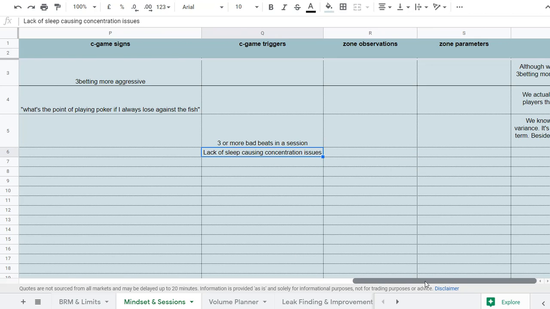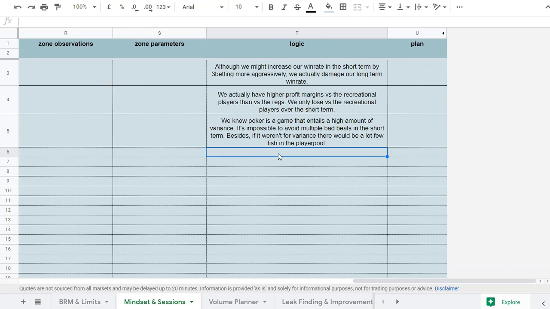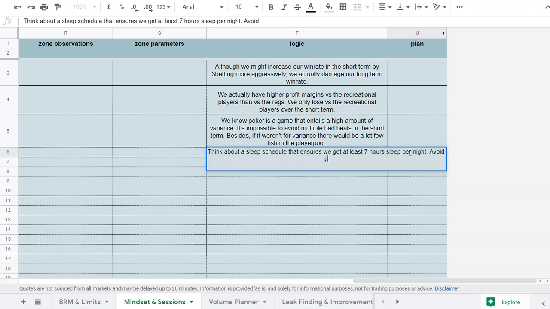So there's no point trying to will ourselves to play our A game if we very simply haven't had enough sleep. So it's pointless filling out this logic section. In fact, the only way we can really resolve this particular mindset issue is by creating a physical plan. In most cases, the solution here is relatively obvious. Think about a sleep schedule that ensures we get at least, and then you can input whatever the amount of required sleep is per night, and you might have an idea of that based on your daily log. Let's just say 7 hours. Think about a sleep schedule that ensures we get at least 7 hours sleep per night. Avoid playing on days when sleep deprived, perhaps.